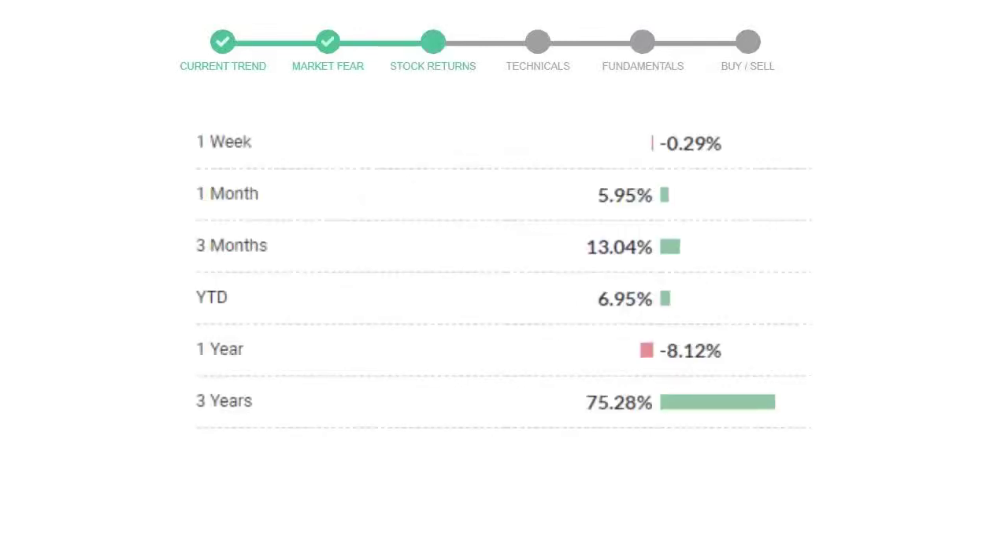Lowe's Companies gave negative 0.29% returns in the last week, 5.95% in the last 30 days, and 3 months returns are 13.4%.